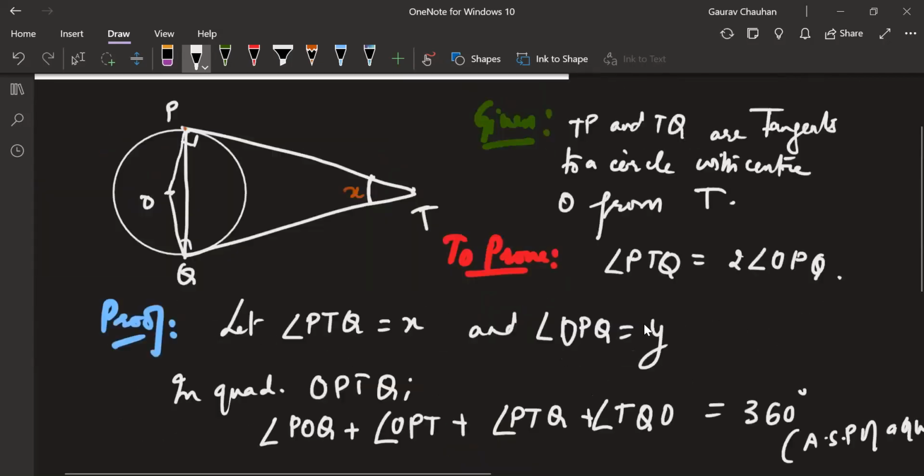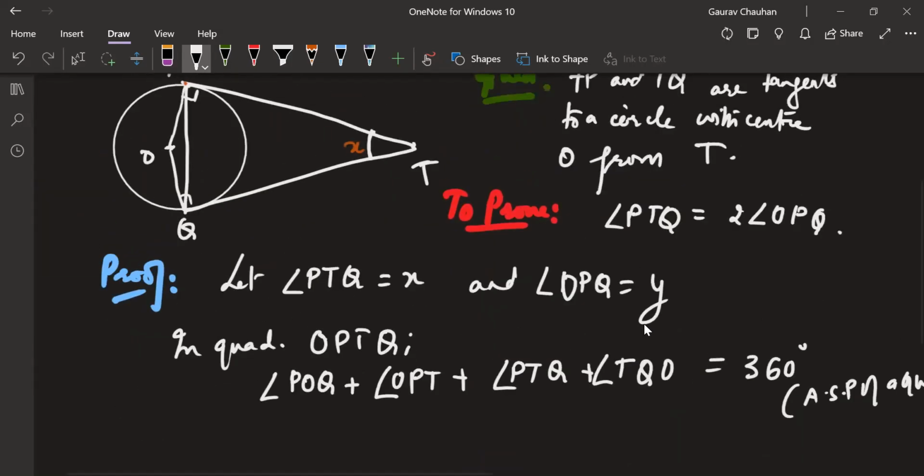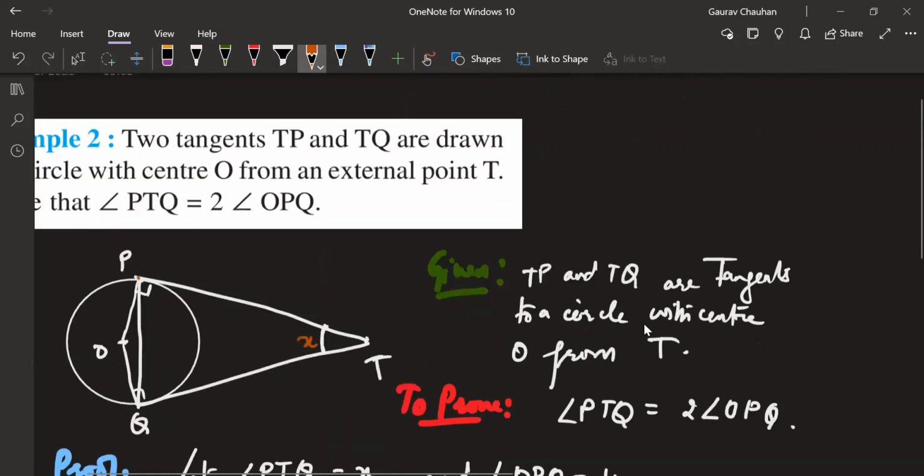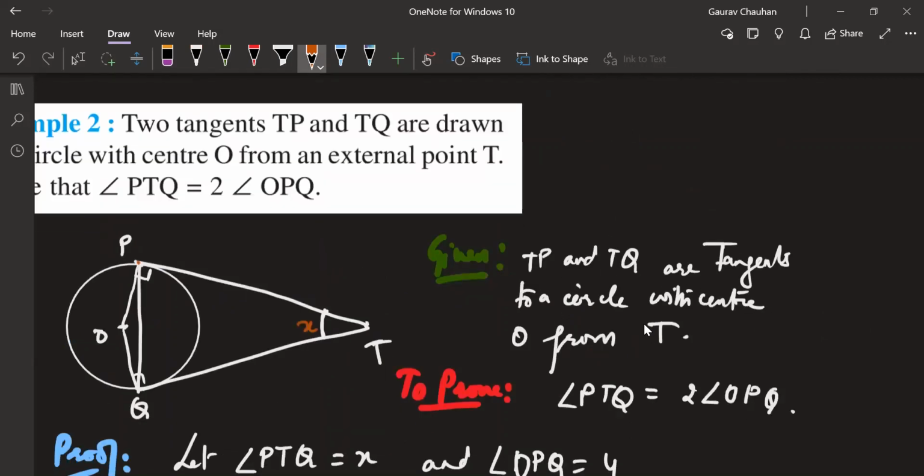Now, in this situation, we already know that angle OPT and angle OQT, sorry, angle OPT and angle OQT, these two are 90°. This is 90°, and this is also 90°. What's the reason? No, this is not given. What is the reason? The radius. Two theorems you studied, one of those: the radius is perpendicular to the tangent.